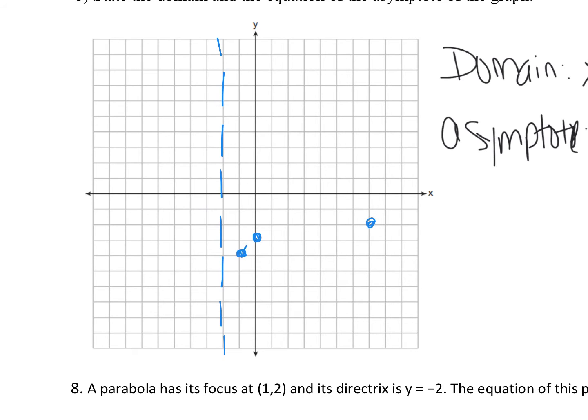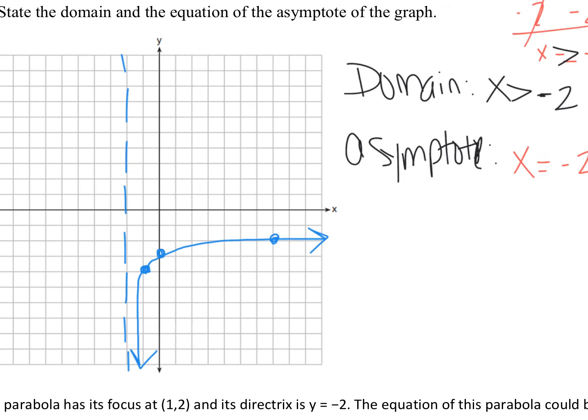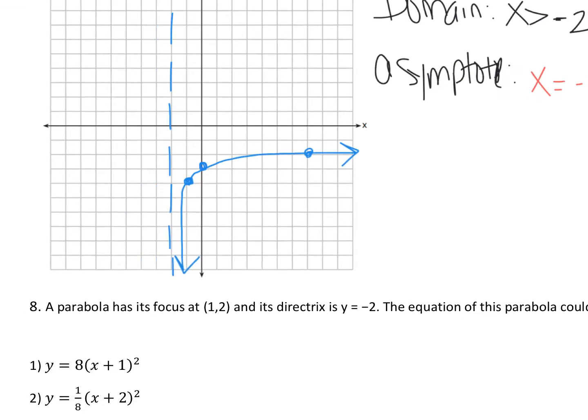Very important that you have the right points that are solid. You put an arrow all the way at the end, and you put another arrow all the way down here, not touching the asymptote. And you guys can see that it is greater than -2, and the asymptote is -2.